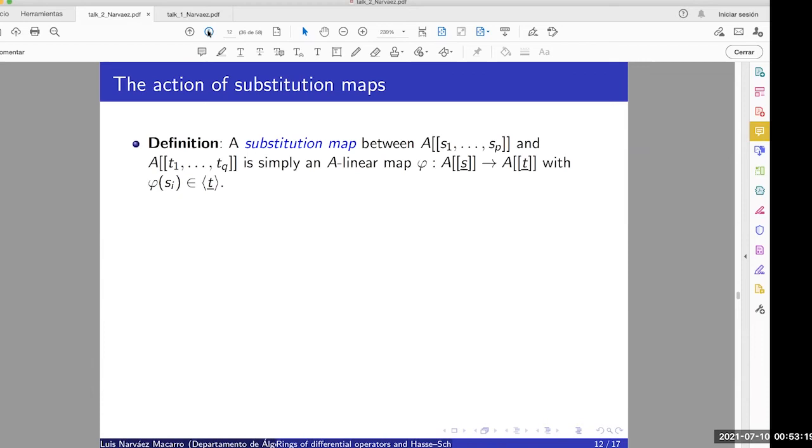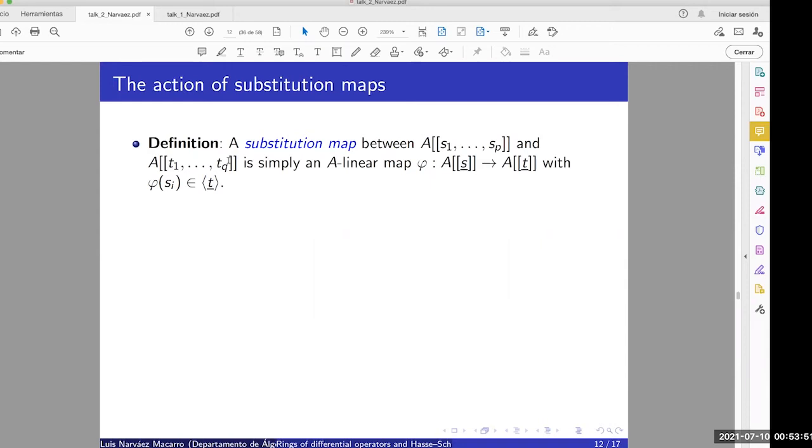So what is a substitution map? This is very simple. This is something going from a power series ring with coefficient in A to another power series ring. And this is a linear map. And the only thing you put is that the image of each variable, there is no constant term in the phi of S_i. It belongs to the ideal generated by the variables here. Okay, these are substitution maps.